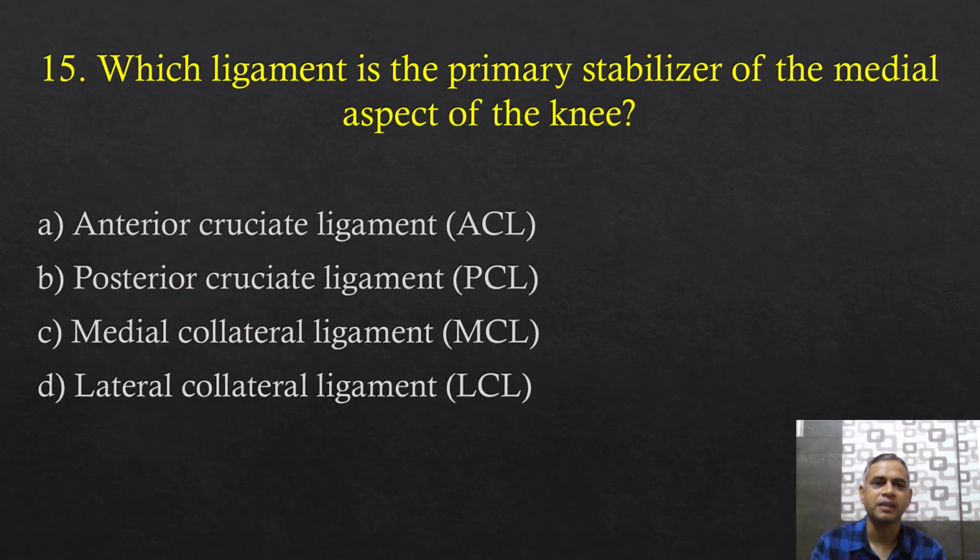Number 15. Which ligament is primary stabilizer of the medial aspects of the knee? A. ACL, B. PCL, C. MCL, D. LCL. So the answer is MCL, medial collateral ligament.